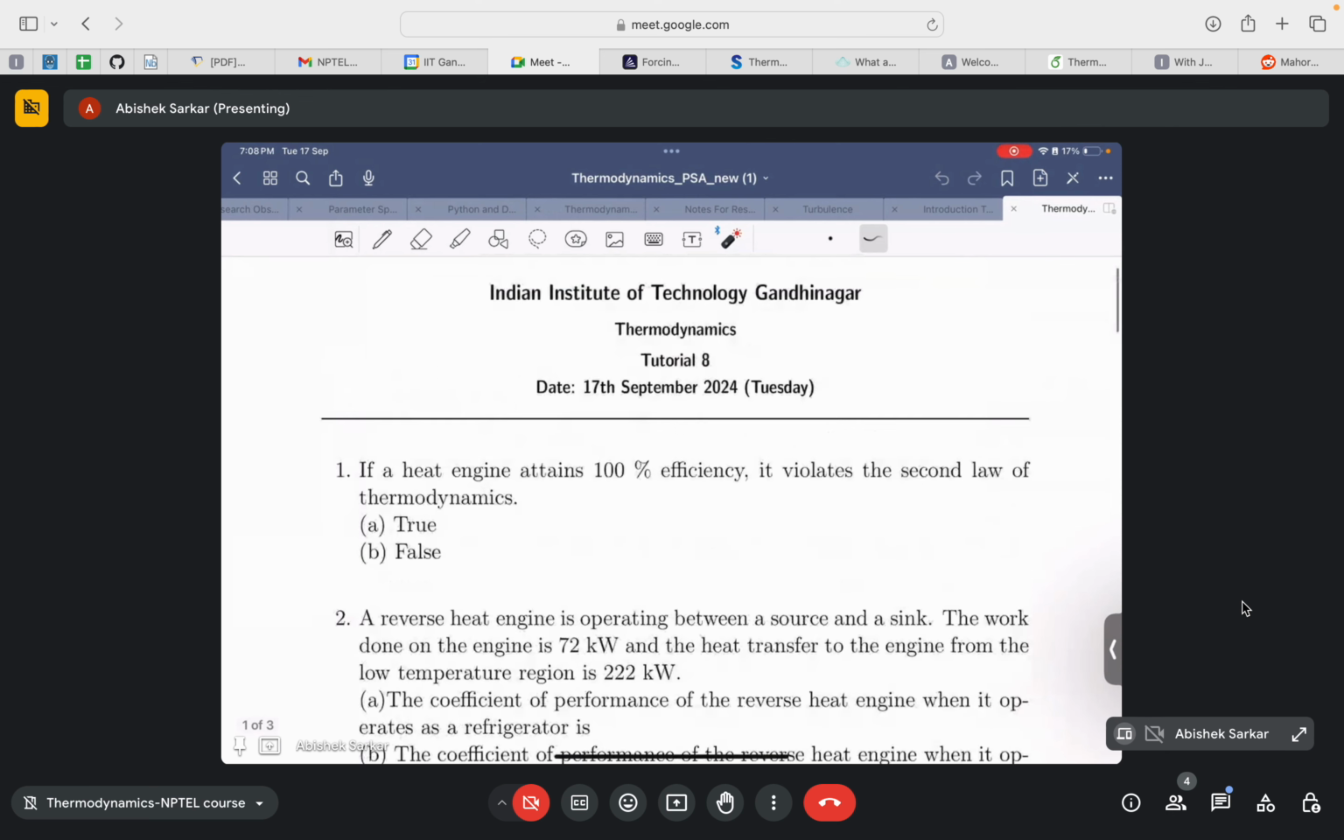So these are the questions that we have for today. The first question is, if a heat engine attains 100% efficiency, it violates the second law of thermodynamics. True or false?